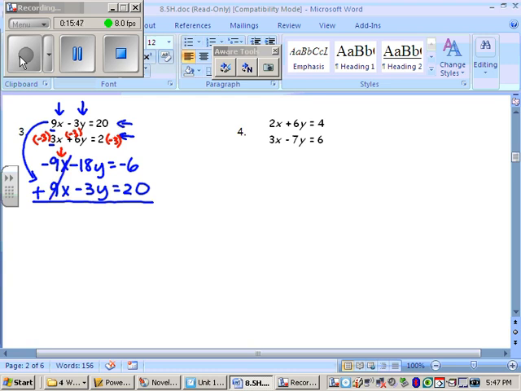When we add the y terms, negative 18 minus 3 is negative 21y. And then negative 6 plus 20 equals 14. We will then divide by negative 21, and then reduce our fraction to lowest terms by dividing the numerator and the denominator by 7. This would give us negative 2/3 for our value of y.